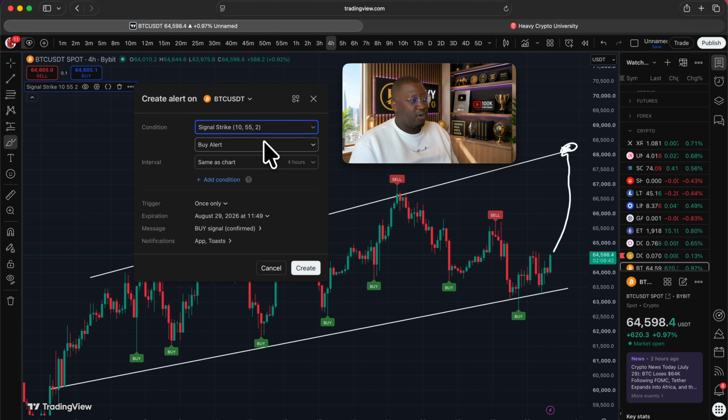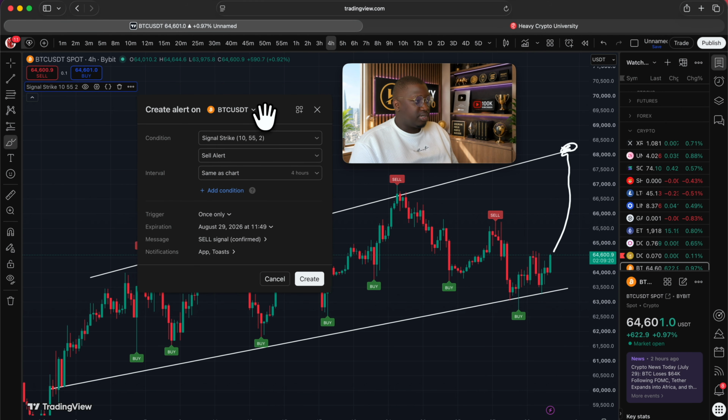If you are looking for long positions or long opportunities, then you have to leave it on buy alert, right? And if you're looking for sell opportunities, you're going to have to make sure that you leave it on sell, so that whenever a sell signal comes, you get an alert on your phone. And that's also one good feature about Signal Strike.